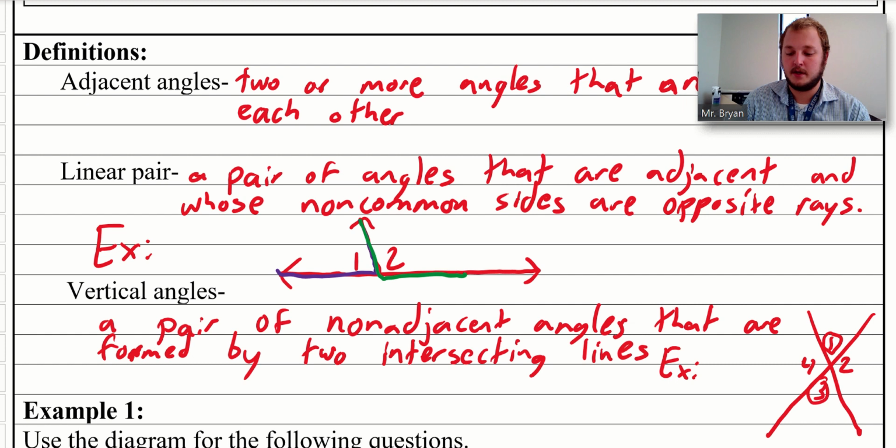They're not adjacent. Same thing goes for angle 2 and angle 4. Those would also be vertical angles. It doesn't have to mean vertical, like it just has to be up and down. It's just the geometry term that we use for non-adjacent.